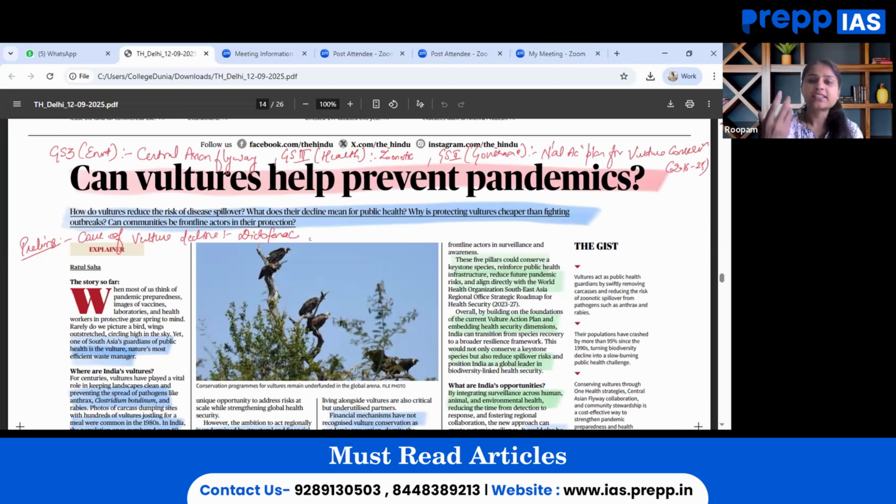From mains perspective, the same article is to be analyzed through the lens of biodiversity loss and, at the same time, emerging pandemics. What could be the lessons for India? Then we have to analyze India's vulture conservation strategies at the time of public health security as well.